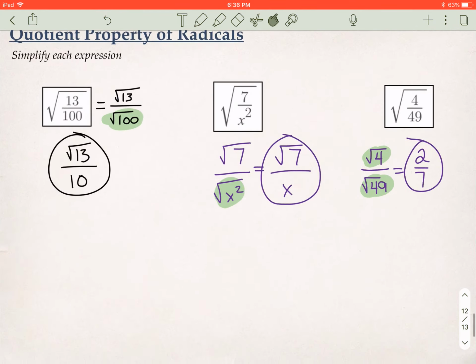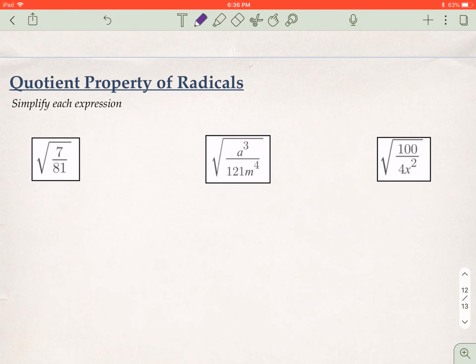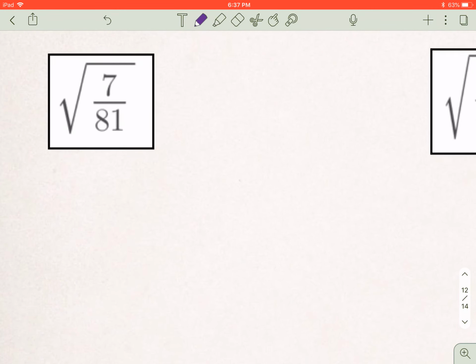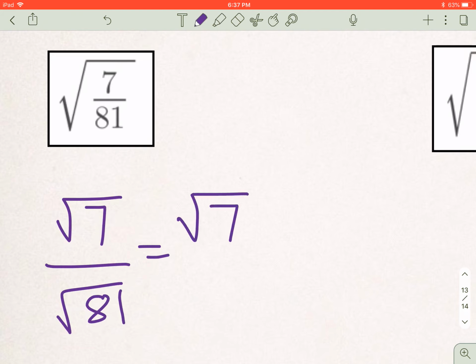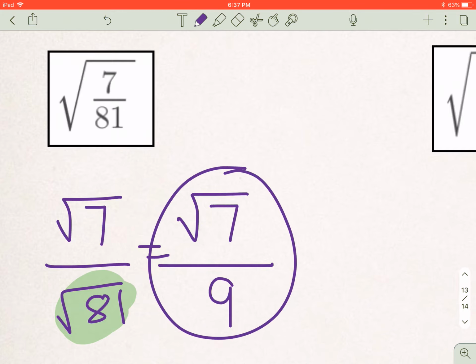Okay, last slide for this lesson. This would be the same as the square root of 7 over the square root of 81. I can't take the square root of 7, so I'm going to leave that as the square root of 7. And I can take the square root of 81 because it's a perfect square, so it'd be the square root of 7 over 9.